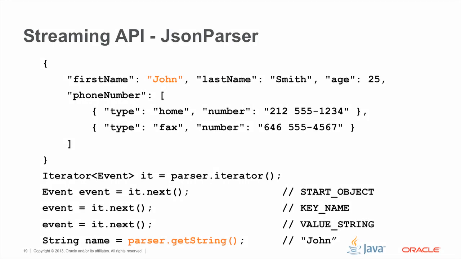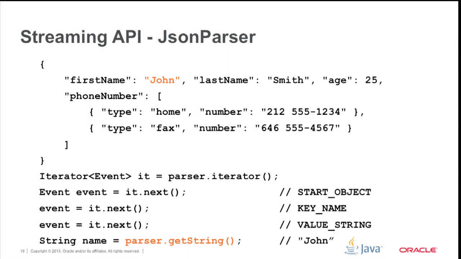For example, if the application wants to get the value of John, it keeps advancing the parser state until the value string. So it keeps advancing until start object is first being the parser state, next the key name, next the value string. At the value string state, once it calls parser.getString, it gets the value of John. Similarly, if it wants to get the value of age, it can advance the parser state to that particular event, and at that state, you could get the value of the age.